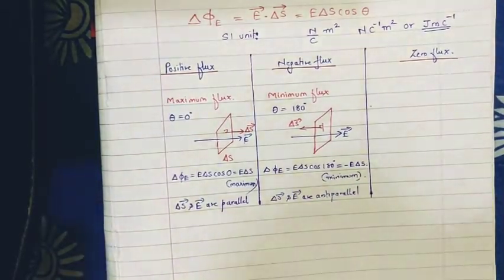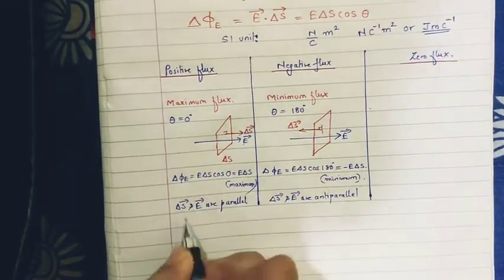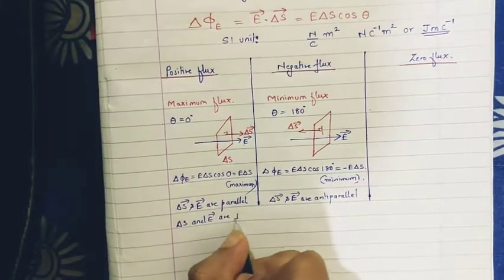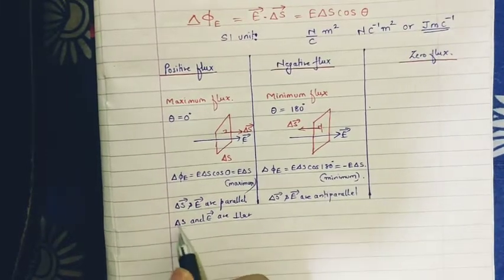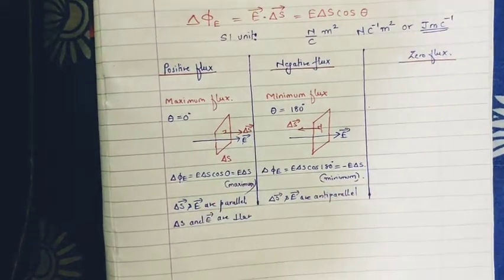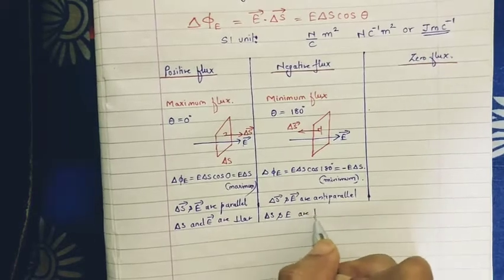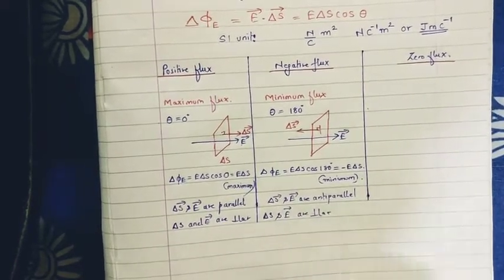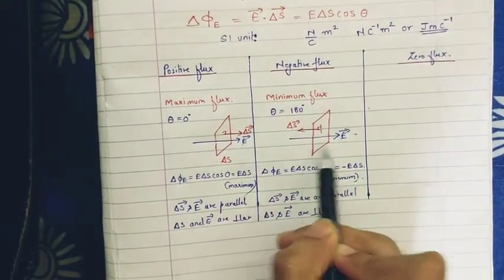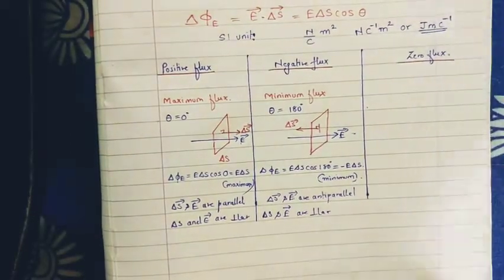Now understand this. Delta S and E are parallel. That means what? Delta S and E are perpendicular. The area is perpendicular to the electric field, but the area vector is parallel to the electric field. Same case over here, you can say delta S and E are perpendicular. The electric field and area are perpendicular to each other, but the area vector and electric field are anti-parallel to each other.